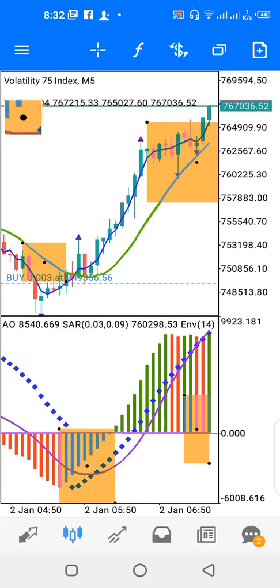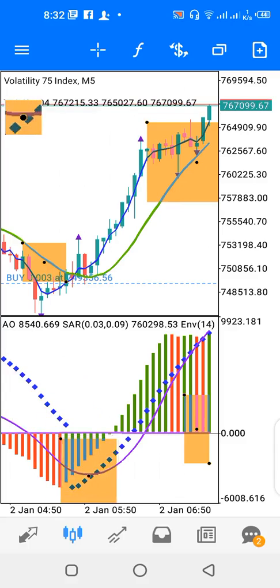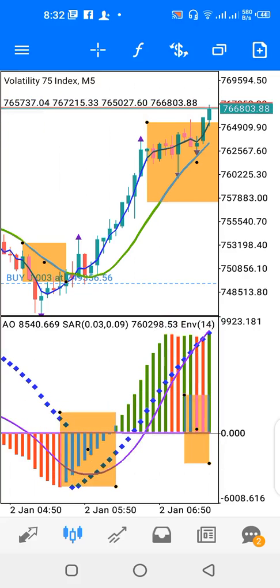But for this example, I bought when the awesome oscillator bars changed from red to green, and I had a break of the SAR bar changing from a bearish signal to bullish. I place my trade. Confirmation is the development of the SAR bar above the purple line, and then the development of the awesome oscillator bars above the zero level. So the reverse is the case for a bearish signal. So that's that for the strategy.